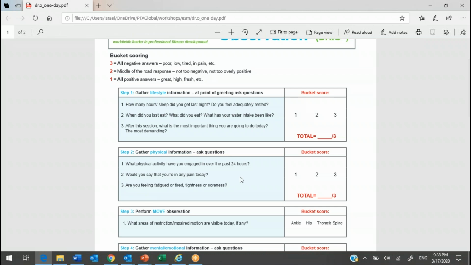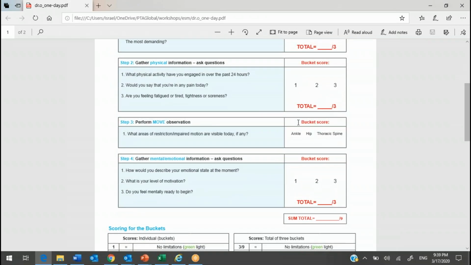And then the last question here: are you feeling fatigued or tired, tight, or sore? Again, we want to quantify this on a scale, 1 being not at all, very low, and 3 being very high in the physical bucket. We're going to bypass the move observation again. If you wanted to find out more about how stress impacts movement and how to provide a qualitative analysis of movement, rhythm and timing, we can dive into the move observations in our exercise and stress management course.